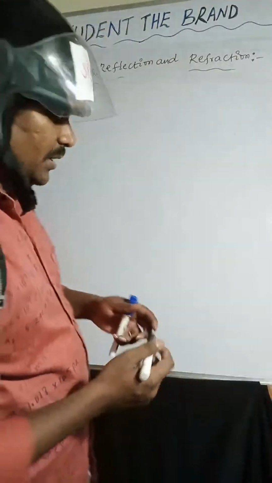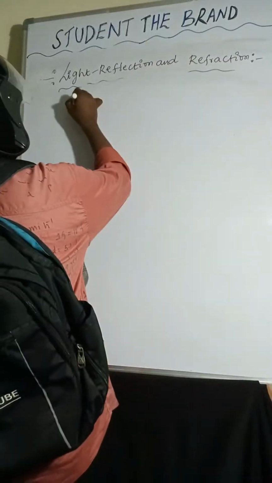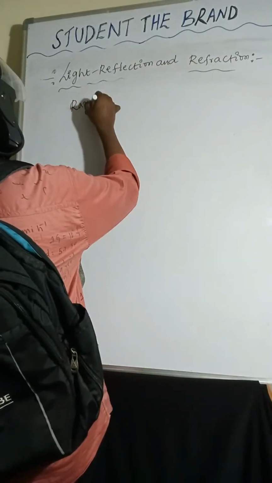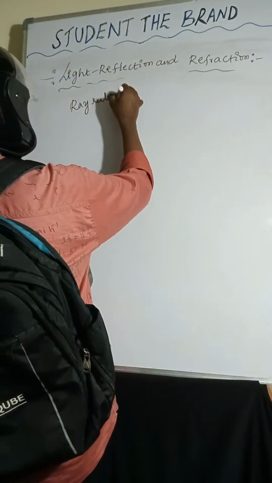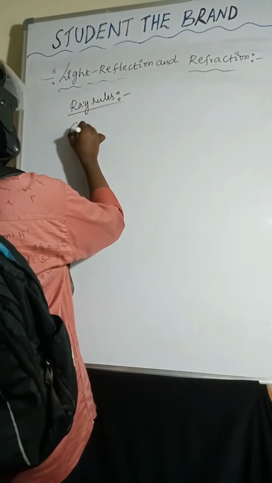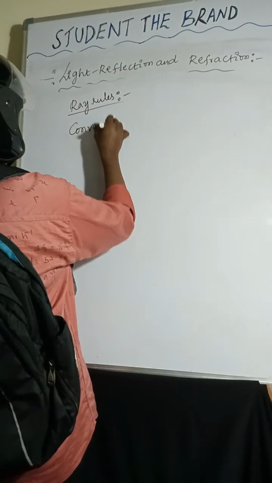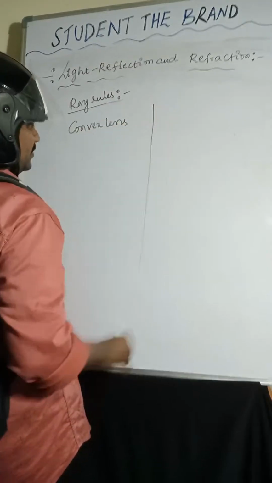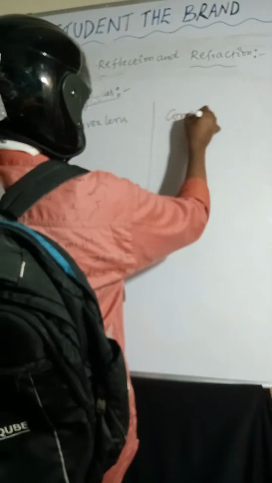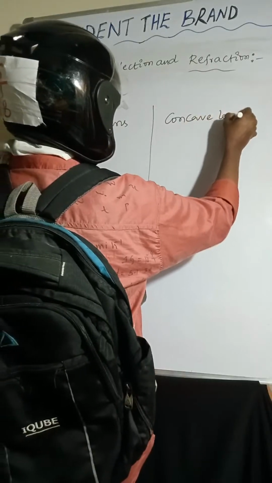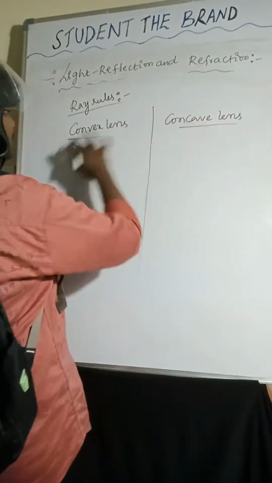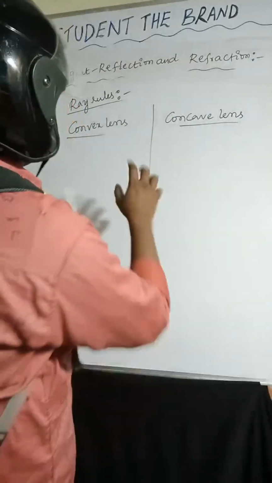Now you can see here ray rules. First one is convex lens. The next one is concave lens. Coming to convex lens.